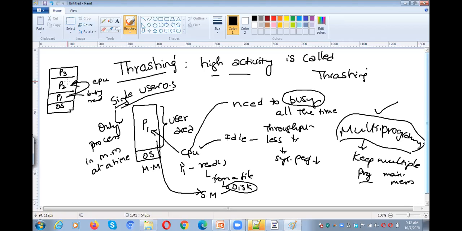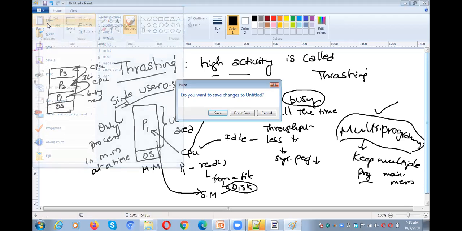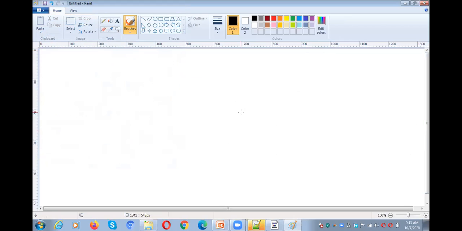For example, P2 is also busy doing some IO operation, so the CPU can be switched to some other process. Likewise, the CPU always has a process to execute. That means whenever there is a disk operation, a read operation, or an IO operation, or the particular process is suspended or interrupted for any hardware issue, the CPU can automatically be switched from P1 to P2. We can switch the CPU from P1 to P2.